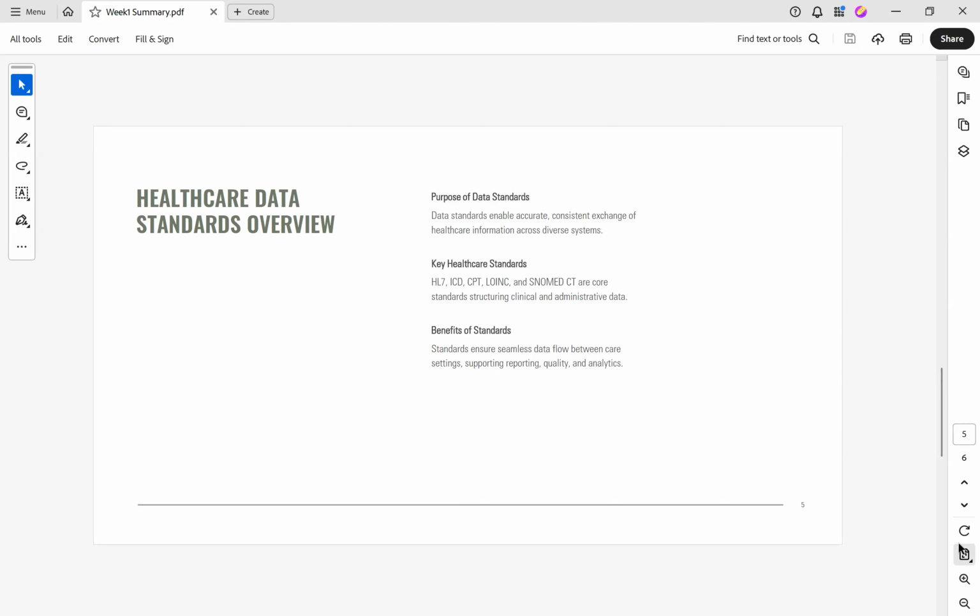So this is the currency, the standards. You can see all these codes, HL7, ICD, CPT. They are coding standards where the clinical and administrative data can be structured. Think of them as different forms of currency.